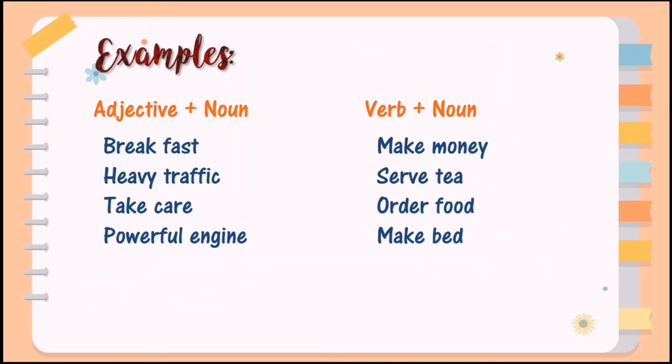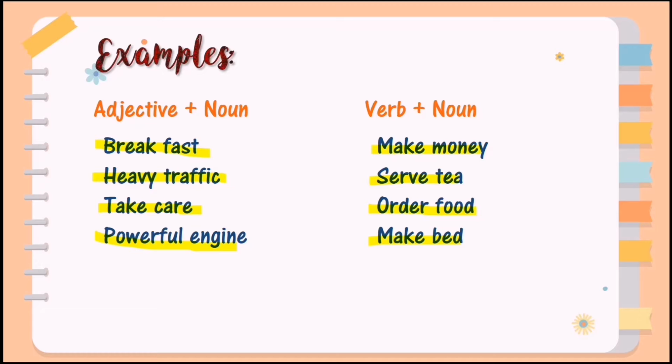We have here an example. The adjective word and the noun word combine together to create a new meaning, and verb plus noun. So we have here breakfast, heavy traffic, powerful engine, make money, serve tea, order food, make bed. So these are examples of collocations. As you can see, they are different words, but they create a new meaning.